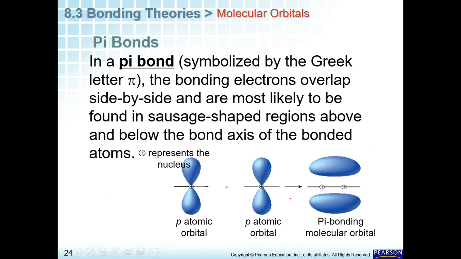Pi bonds, on the other hand, are symbolized by the Greek letter pi, like the one you use in math. Your textbook defines this as the bonding electrons overlapping side by side, and they're most likely found in the sausage region shapes above and below this axis. An example of this is a p atomic orbital combining with another p atomic orbital.